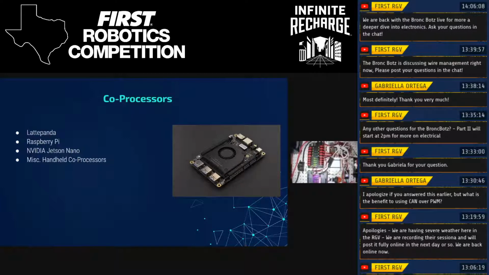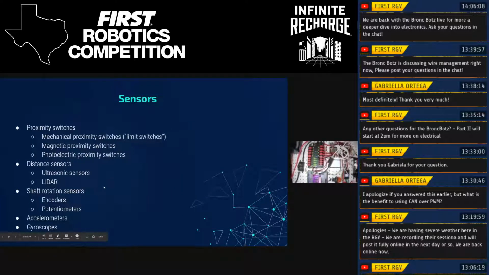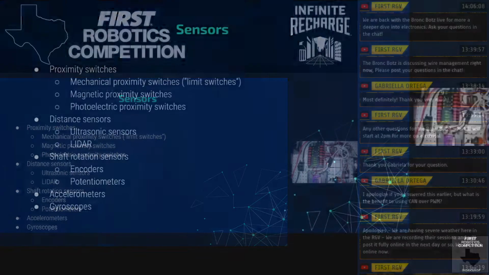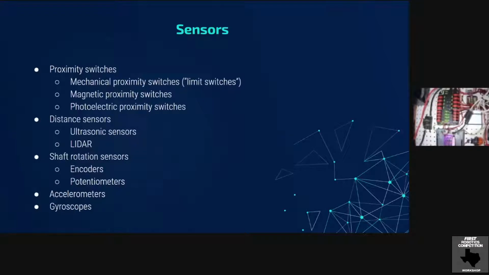So now we're going to move on to sensors. There are a number of different sensors. This is just a few. Most, if not all of these, wire into the analog or digital ports on the RoboRio, or the PWM. So all into the RoboRio.